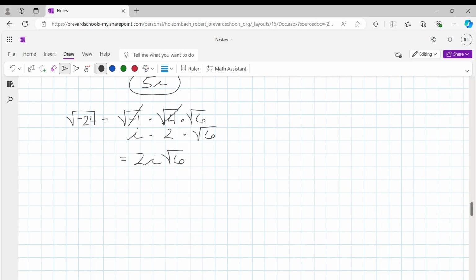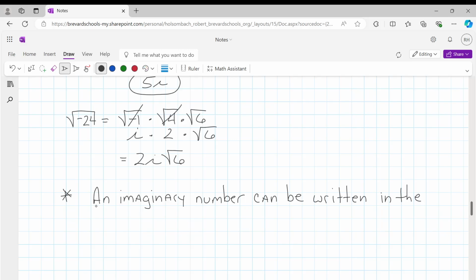All right, and then the second part of today's assignment. An imaginary number can be written in the form a plus bi.